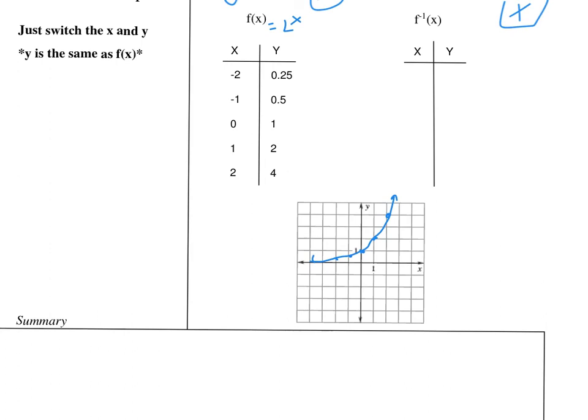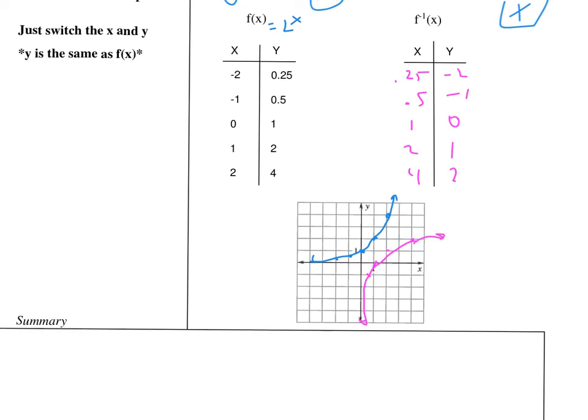And so if I'm going to make a table for the inverse here, I would just switch the x and the y. Pretty simple. And so this graph would be looking like this. 2, 1, 4, 2, there and there. And so this graph would be looking like this.